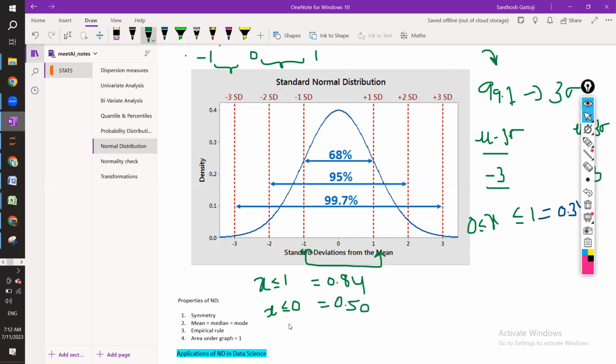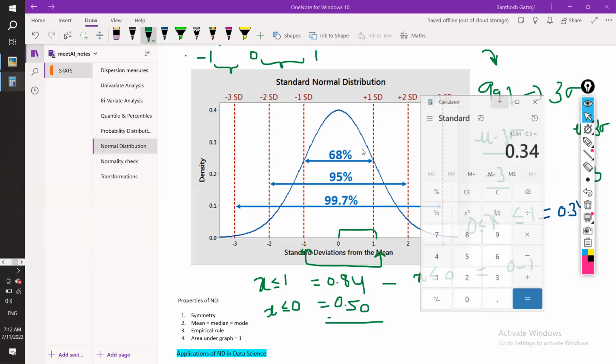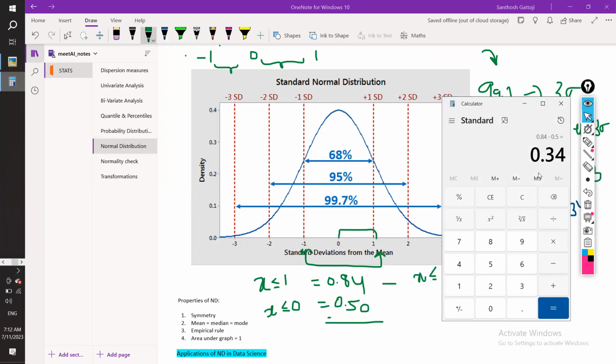This is x less than or equal to 0, again from minus 3 to 0, the whole thing. So if I want only 0 to 1, I need to subtract x less than or equal to 0 from x less than or equal to 1. If I do this, I'll get 0 to 1. Fine. So that means subtraction of these two. So if I subtract these two, how much did I get? I got 0.84 minus 0.34.